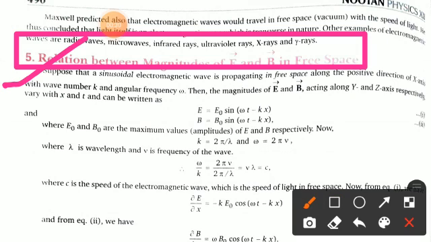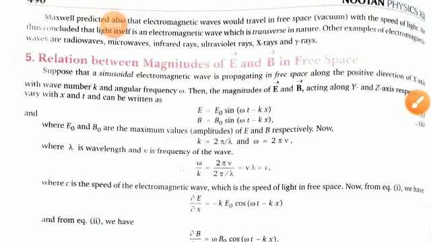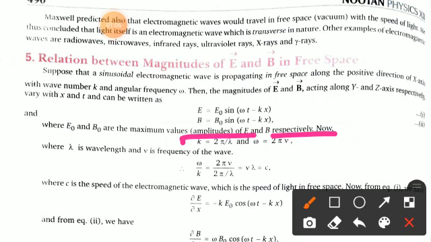Suppose that the sinusoidal electromagnetic wave is propagating in free space along the positive direction of the x-axis with wave number k and angular frequency omega. So the magnitudes of the electric and the magnetic field acting along the y and z direction respectively vary with x and t and can be written like this. These are the two equations, first for the electric field and the second for the magnetic field. Clear? E naught and B naught are the maximum values of the amplitudes of the electric and the magnetic field respectively.